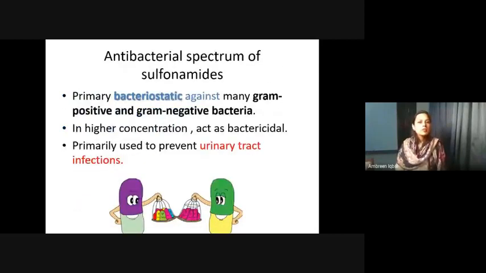Antibacterial spectrum of these sulfonamides: they are bacteriostatic. We just said that bacteriostatic drugs suppress the growth of bacteria. They are effective against gram-positive and gram-negative bacteria, meaning they have a broad spectrum of activity. Normally they act as bacteriostatic, but in very high concentration they may act as bactericidal. They were previously used primarily to deal with urinary tract infections.